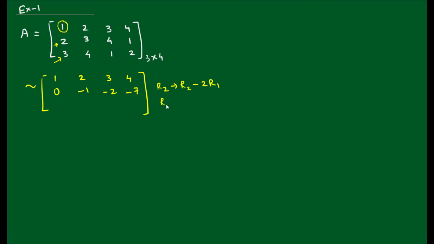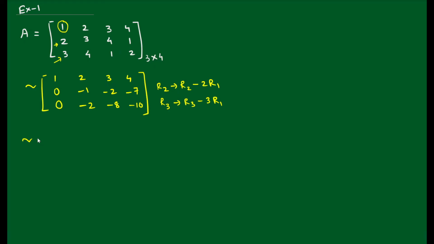Okay. So R3 goes to R3 minus 3 into R1. So here both the operations are with R1. So 3 minus 3 into 1, 0. 4 minus 3 into 2, minus 2. Then 1 minus 3 into 3 is 1 minus 9, so minus 8. Then 2 minus 3 into 4, how much is it? Minus 10. Okay, so see, we already get 2 elements 0. Now I think you still remember what to do.